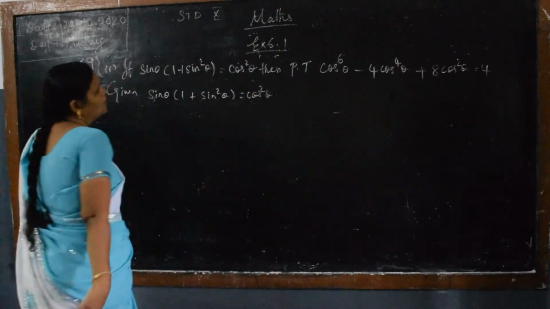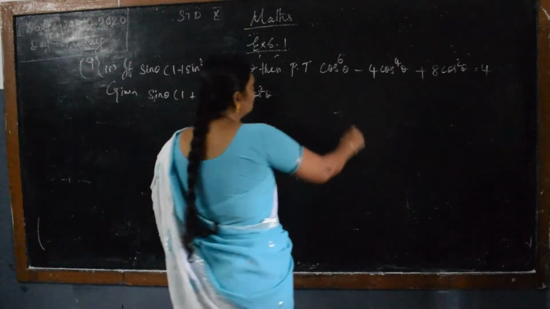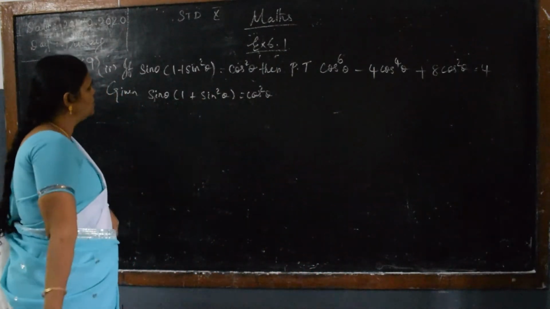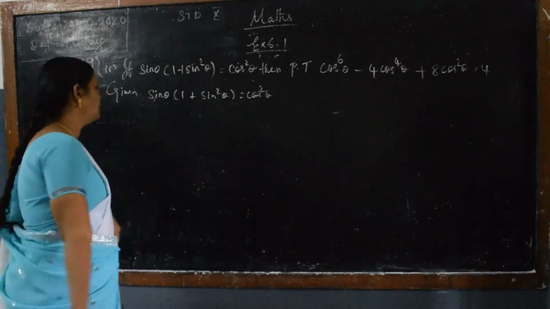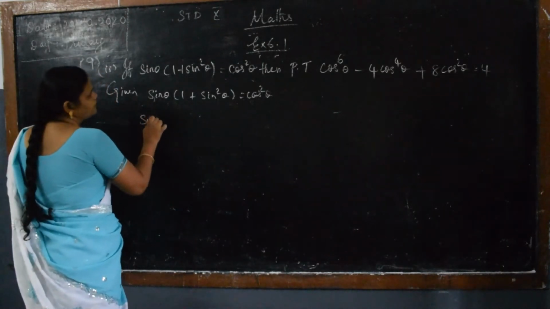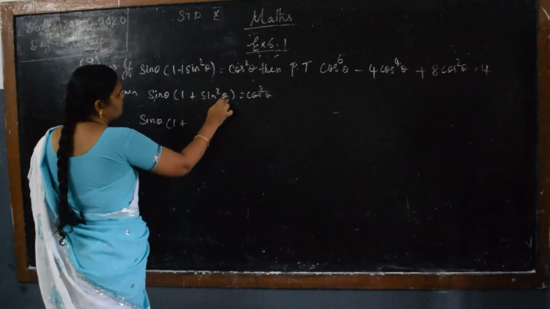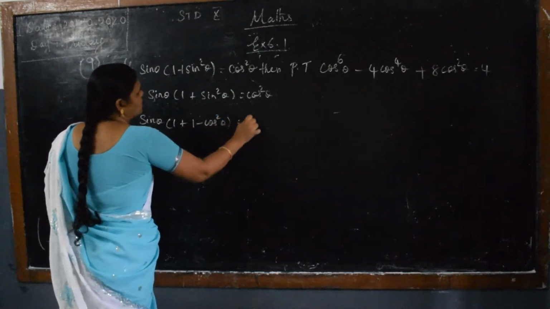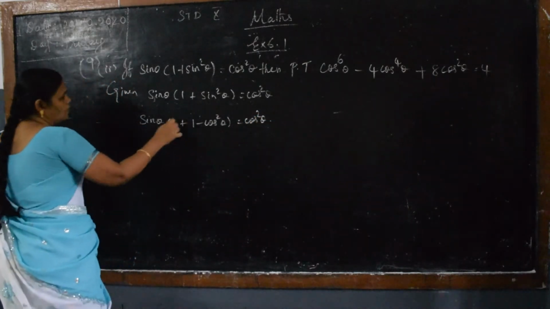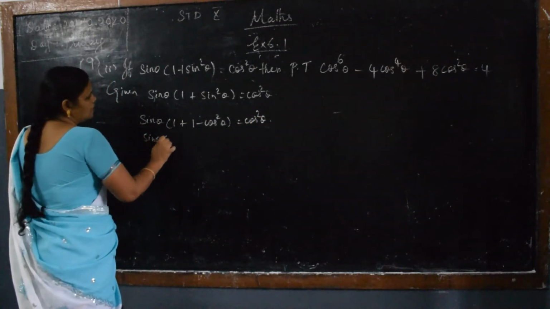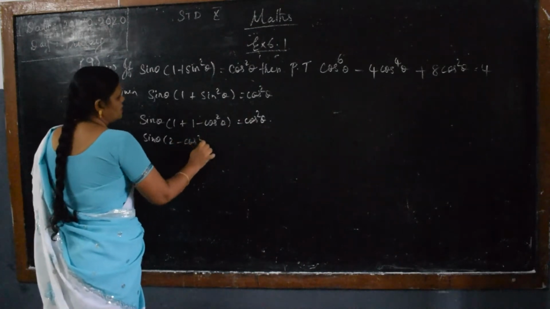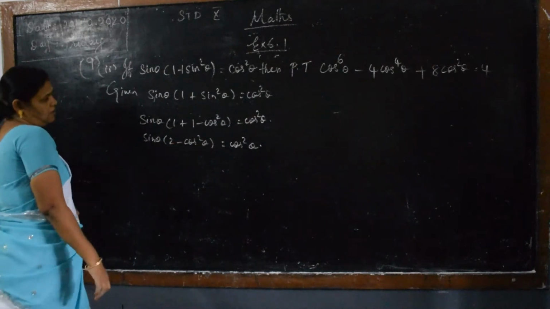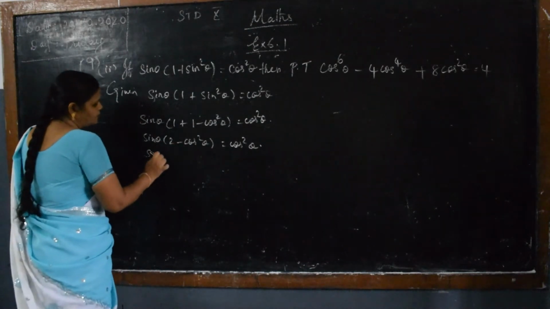Seeing this one, here it is given in terms of sin, but we have to prove in terms of cos only. So you will change all the sin in terms of cos. So sin theta into 1 plus, but sin square theta is what? 1 minus cos square theta. So 1 plus 1 is 2, 2 minus cos square theta, is equal to cos square theta. So let me square on both sides.